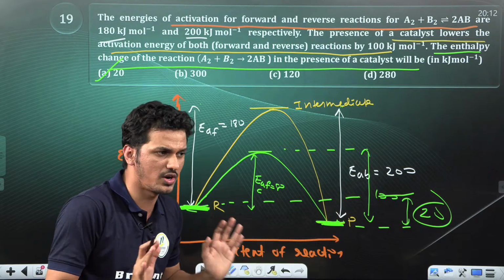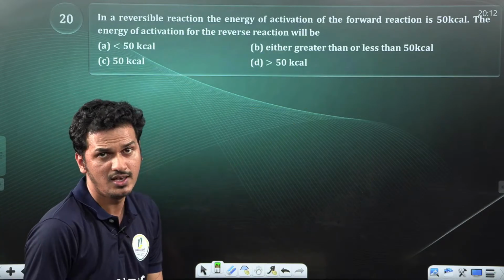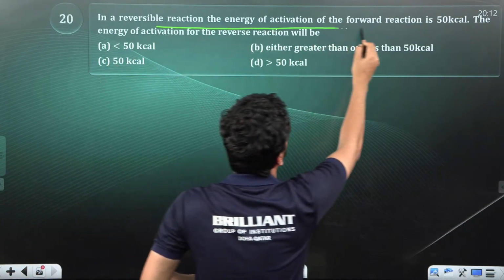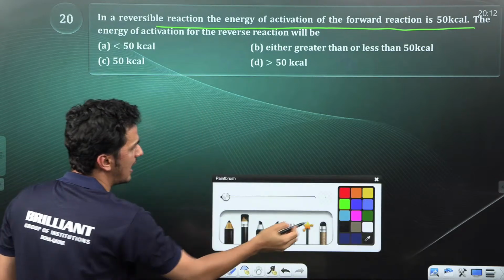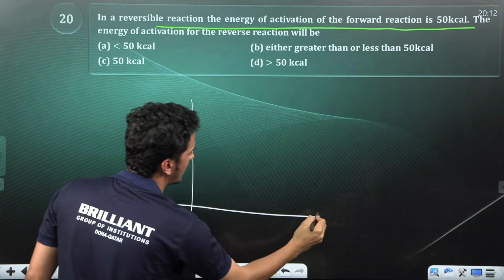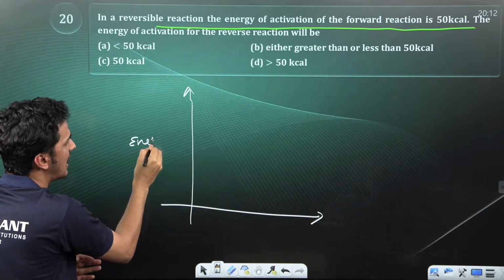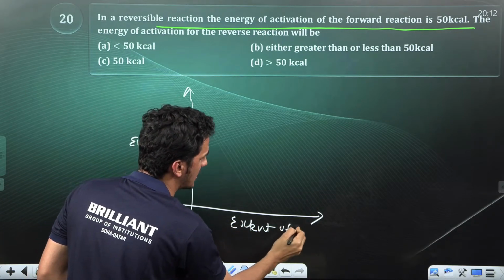Ready? Clear? Okay, now ready? So then we can move to the last question, the final question. The same kind of question, the same idea only. The reversible reaction, the energy of activation of the forward reaction is 50 kilocalorie. They are telling like that for a forward reaction. Okay, I will draw the graph again. You know that on the y axis energy is there. On the x axis, extent of reaction is there.